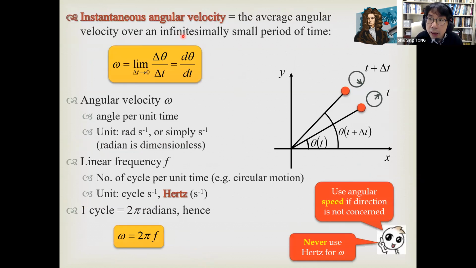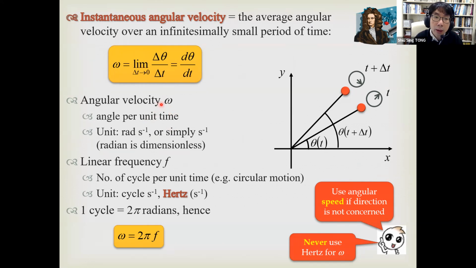Now the instantaneous angular velocity is just the average angular velocity over an infinitesimally small period of time. So when we take the limit as delta t tends to 0, delta theta over delta t becomes d theta dt, and that is what we call the instantaneous angular velocity. That is the rate of change of angular position at a certain instant.